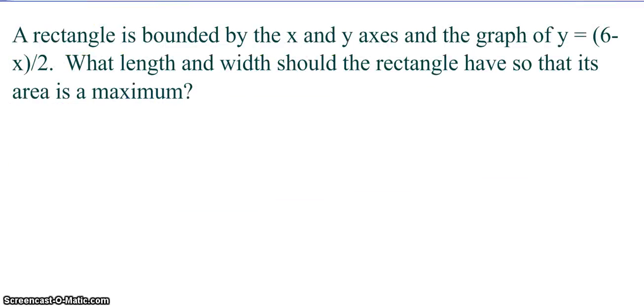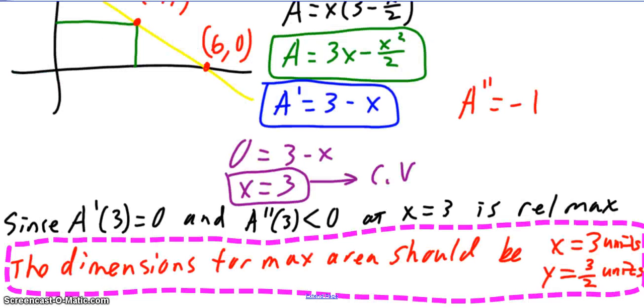Alright, next one. A rectangle is bounded by the x and y axis, and the graph of y equals 6 minus x over 2. What length and width should the rectangle have so its area is a maximum? Pause the video, unpause me, ready to check your work. Alright, this one's hopefully a little bit quicker and easier.